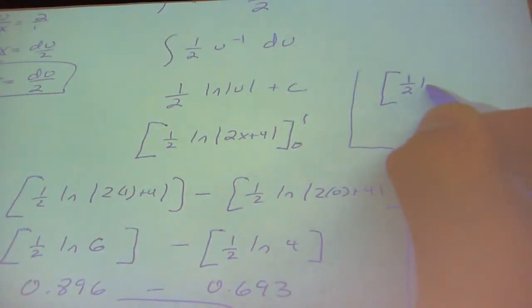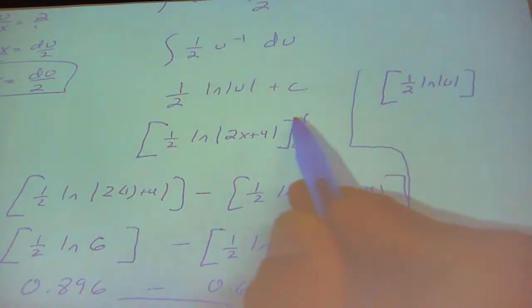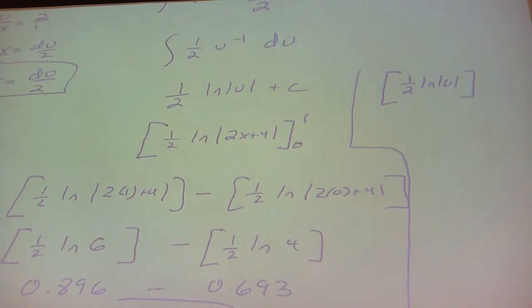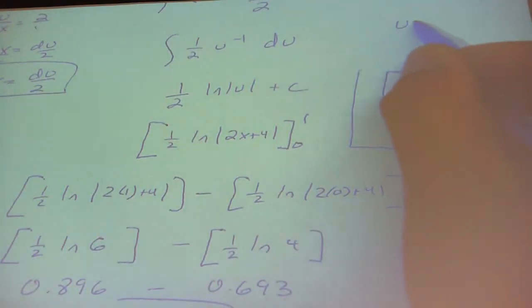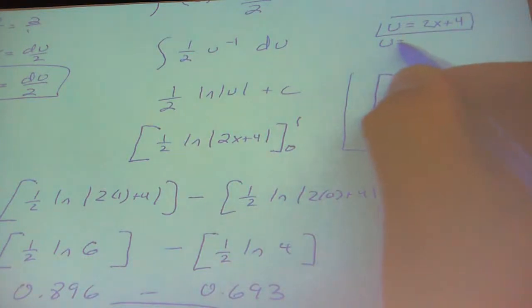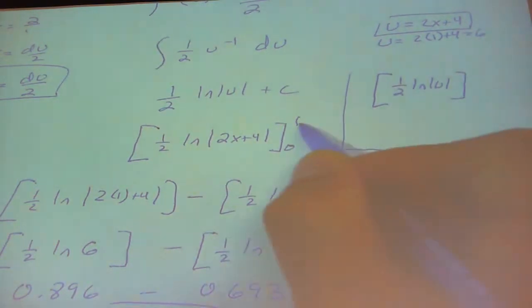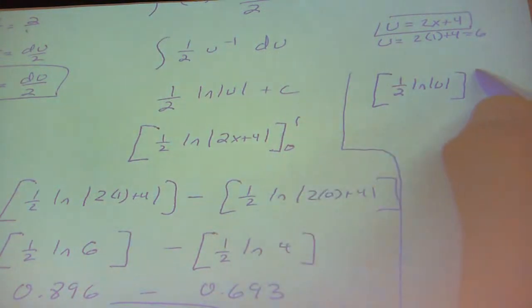I can leave it as 1/2 ln absolute value of u, but my problem is 0 and 1 are in terms of x. So there's another way to do this, understanding that u equals 2x plus 4. If I want to turn the 1 into u, I plug the 1 in for x. 2 times 1 is 2. 2 plus 4 is 6. That 1, which is in terms of x, is really a 6 in terms of u.